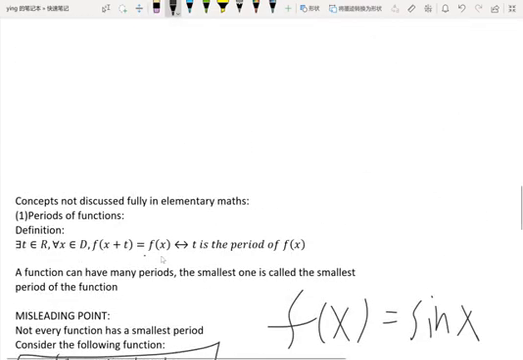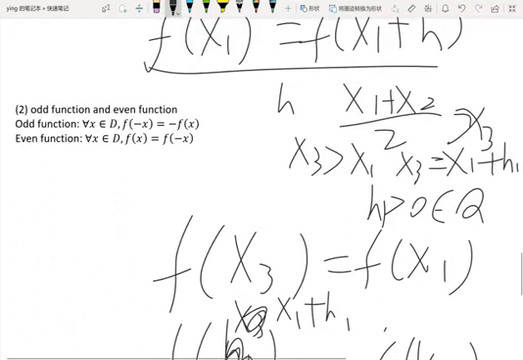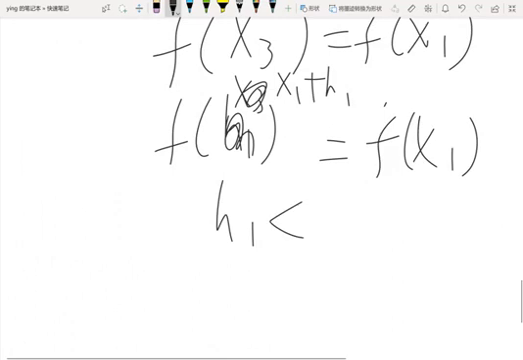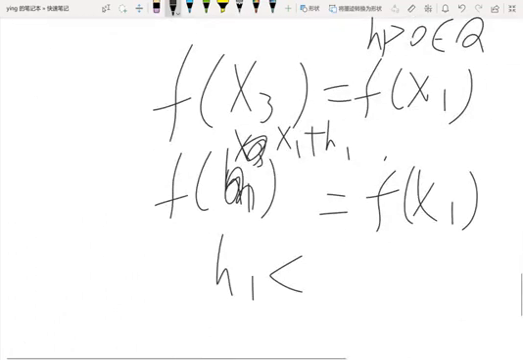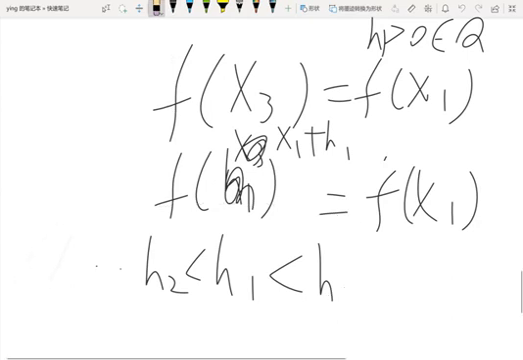So according to the definition, h1 is also a period, and because x3 here is the average of x1 and x2, h1 must be smaller than the h that we introduced before. And we can do this to x3 and x1, and we will get an h2 that is even smaller than h1. So this goes on forever. As you can see, we cannot find a smallest number from this bunch of numbers, so it does not have a smallest period. That is a quite short illustration.